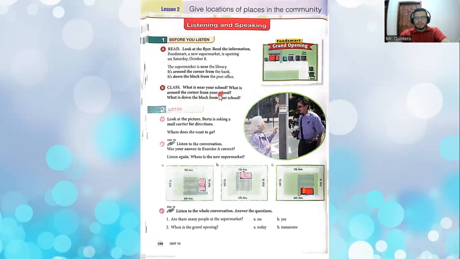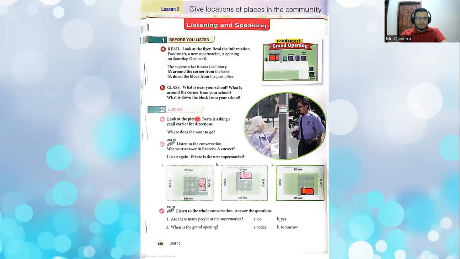We can mention other places that are on the corner or around the corner from the school. What is down the block from your school? We can say that, for example, one store located there, the car wash Mateo, is one block from the school, or it could be more than one block, yeah?